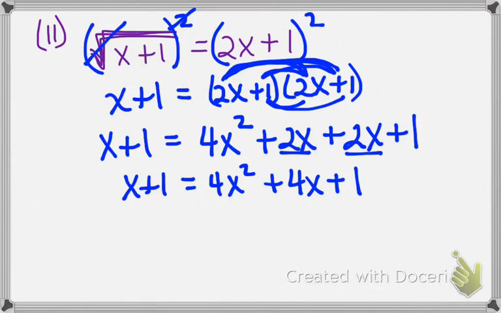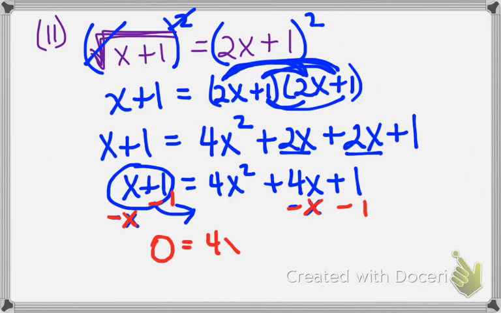Now my goal is still the same as it was before. I'm still trying to get x by itself. So I've got to bring these things over here to the other side because I need one side to be equal to 0. So to do that, I'm going to subtract x from both sides. I'm actually going to write that in a different color. And then I'm also going to subtract 1 from both sides. And I just go ahead and line it up to where the x is with the x and the 1 is with the 1. So on the left side now we have 0. And on the right side I have 4x squared plus 3x. And then plus 1 and minus 1, that cancels out.